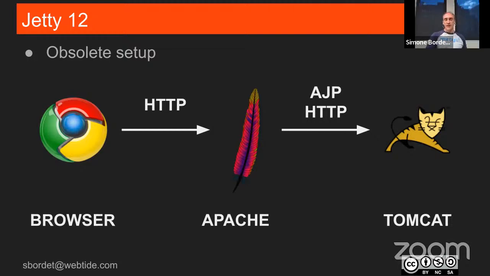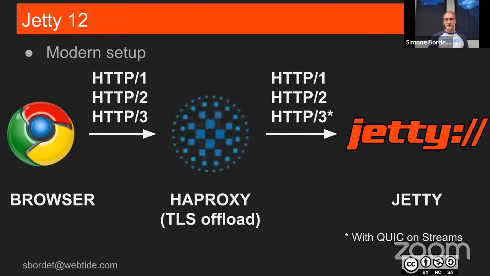So this is, for example, an obsolete setup that now we don't recommend anymore. Like it has the browser talking HTTP/1 to Apache, the web server, then talking to a very old AJP or HTTP protocol to the backend Tomcat or Jetty, whatever. What we suggest now, it's modern stuff, is the browser talking to HAProxy, which is a fast and efficient proxy. The browser can talk HTTP/1, HTTP/2, and HTTP/3 to the proxy, as well as it could with Apache, right? Now, I don't know about Apache and HTTP/3. I don't know if it is supported, but HAProxy certainly does.